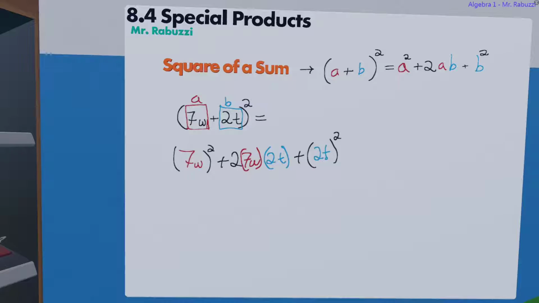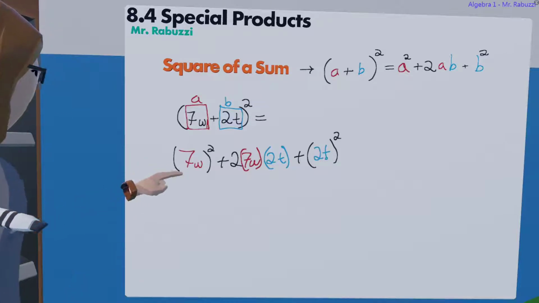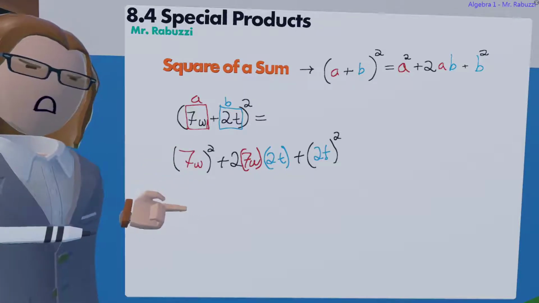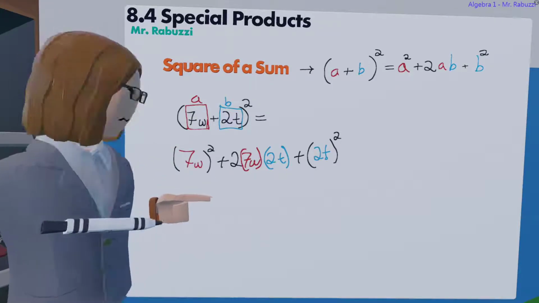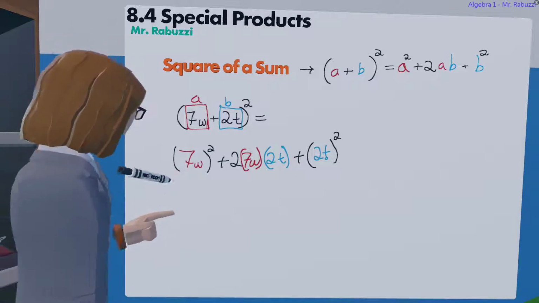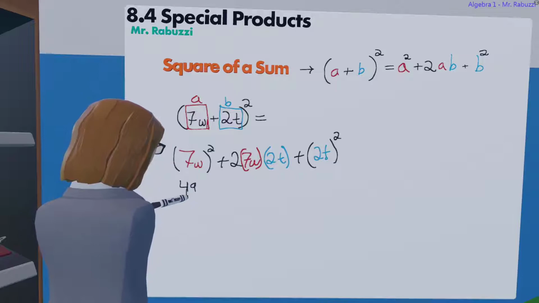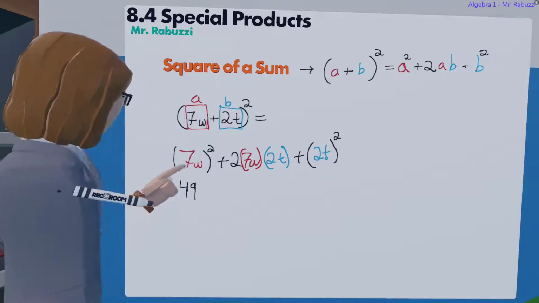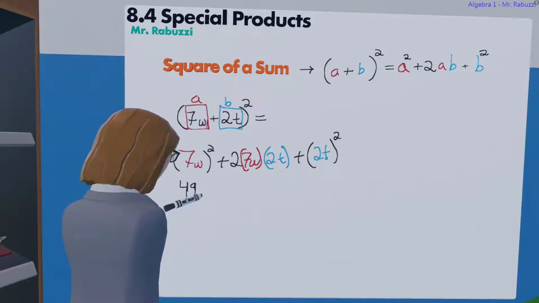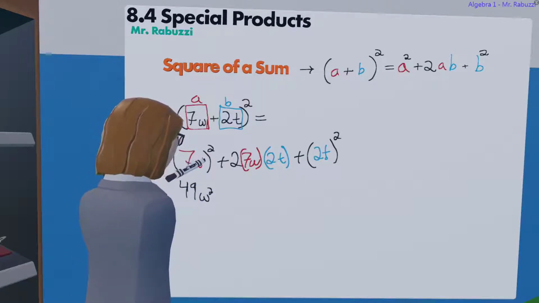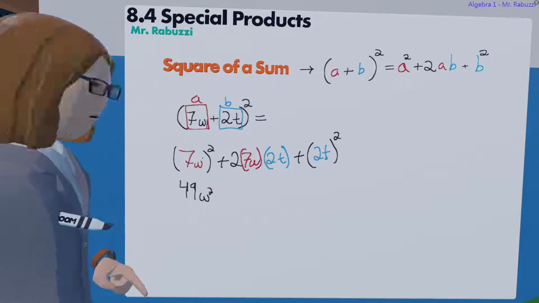So let's start at the beginning. 7w squared. Okay, that's simple. We've done squaring of monomials before. So 7 squared, that's 49. Okay. W squared, well, that's w squared. Remember, there's the invisible 1. 1 times 2 is 2. Okay.